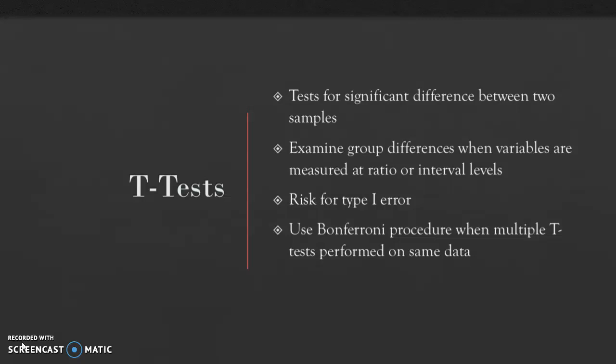This procedure makes the significance level more stringent based on the number of comparisons conducted. For example, if 5 t-tests were conducted, the level of significance would need to be set at 0.01. This is done by 0.05 divided by 5 equaling 0.01.